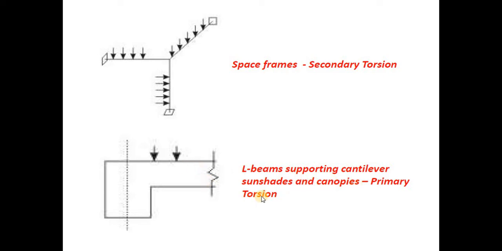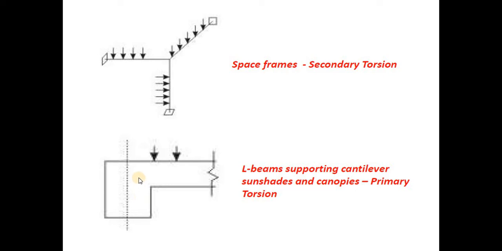So it is a primary torsion. What is the meaning of primary torsion and what is the meaning of secondary torsion? You can see this is secondary torsion which is getting induced in the beam, but this is due to an additional structural element. If I consider only this x-axis and y-axis frame, there won't be any torsion over here, but as this additional frame gets connected to this node, it induces some additional torsion, and that torsion is called secondary torsion. It is due to an external or additional structural member.